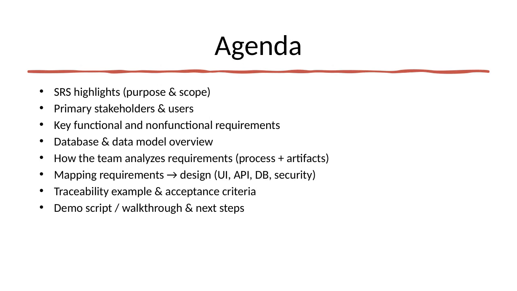Throughout this process, it's important to recognize how different team members contribute. Business analysts gather and clarify needs, developers assess technical feasibility, and QA engineers create test scenarios to confirm everything works as expected. This collaborative approach ensures we build a system that truly meets user needs and project goals.